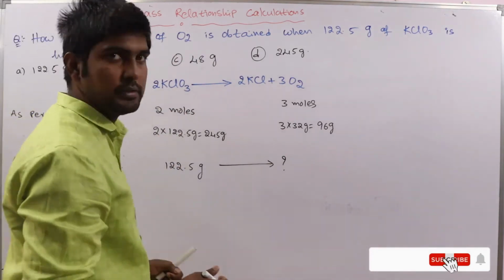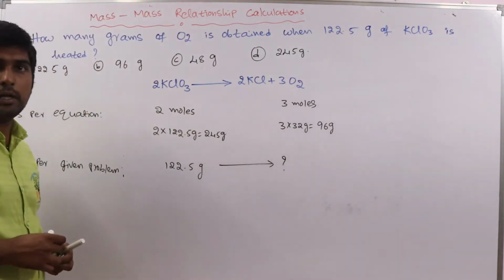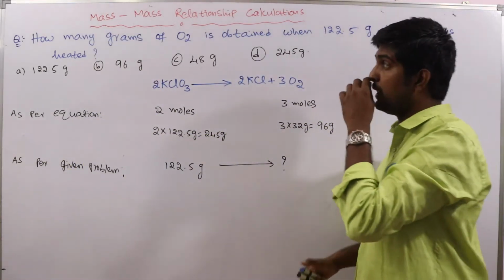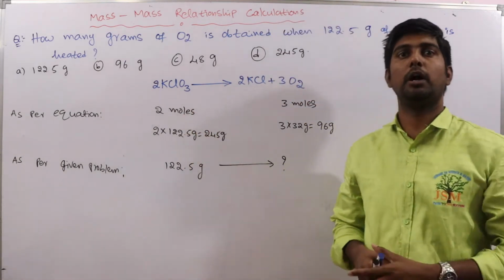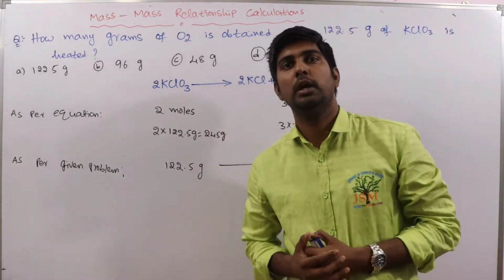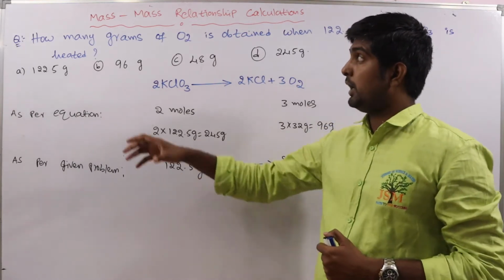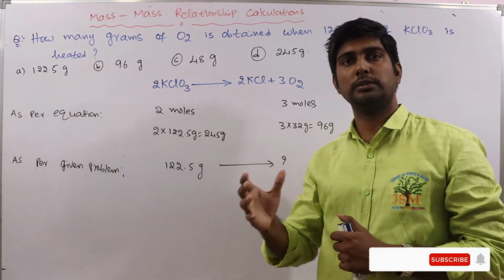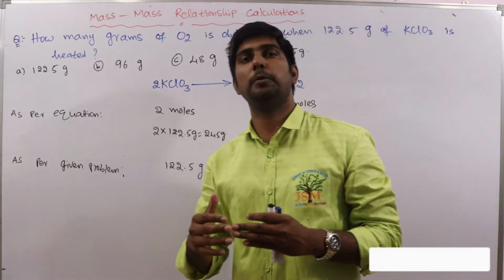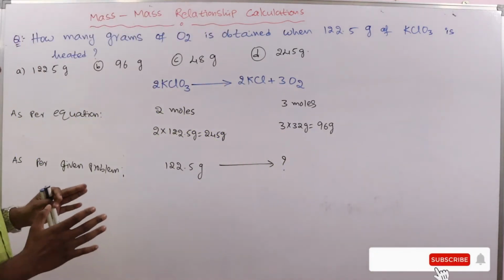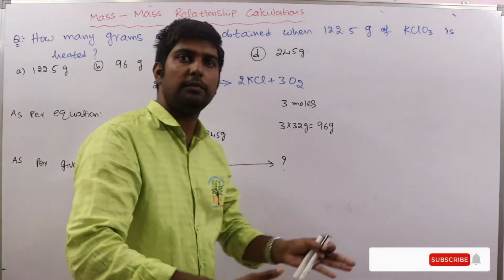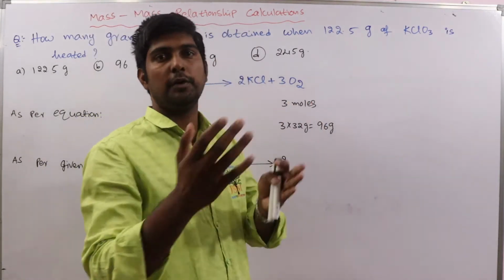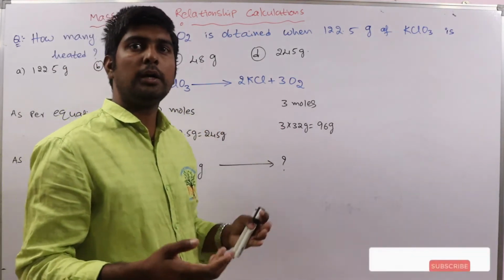So what we have to do is that, similar to the previous one, if you observe closely, in the previous question they have given the grams of product formed and asked you to calculate how many grams is heated, and here the grams of reactant is given, that is how much is heated, and they ask you to calculate how many grams of product is formed. Okay, same procedure. Sometimes they will give the reactant information, ask you to calculate how much product is formed. Sometimes they will give the product information, ask you to calculate the reactant information.